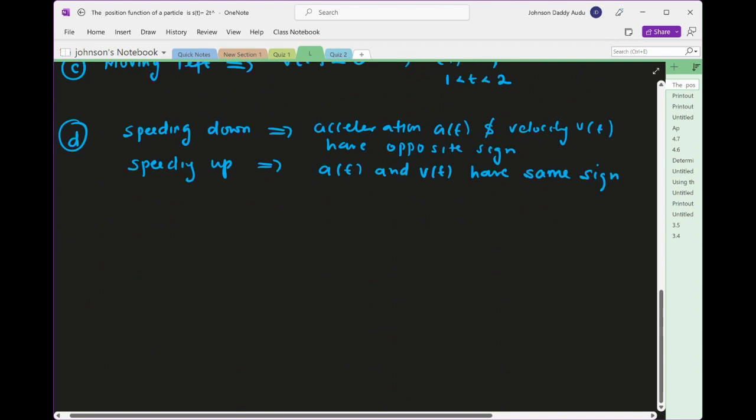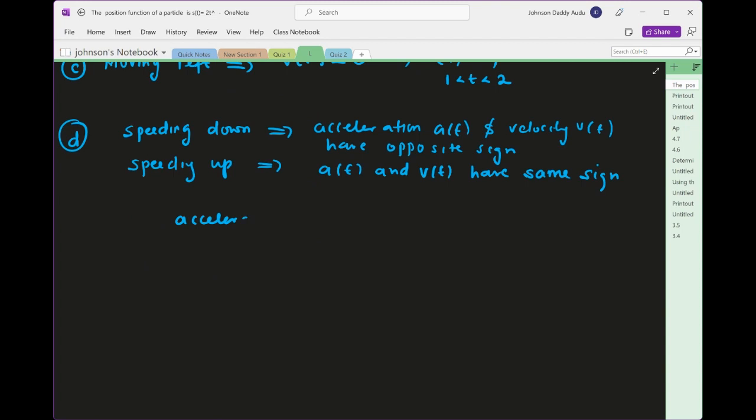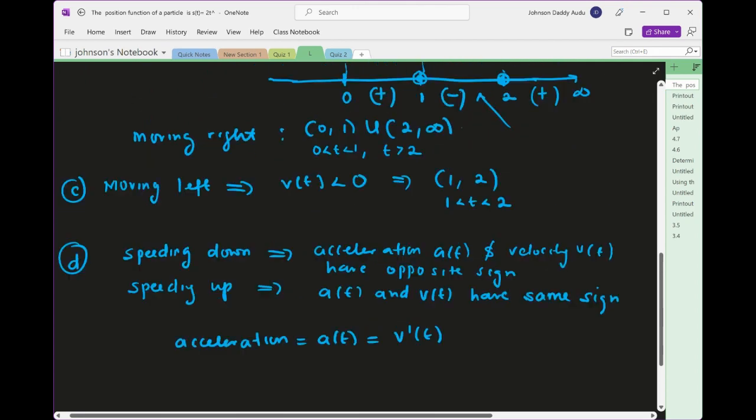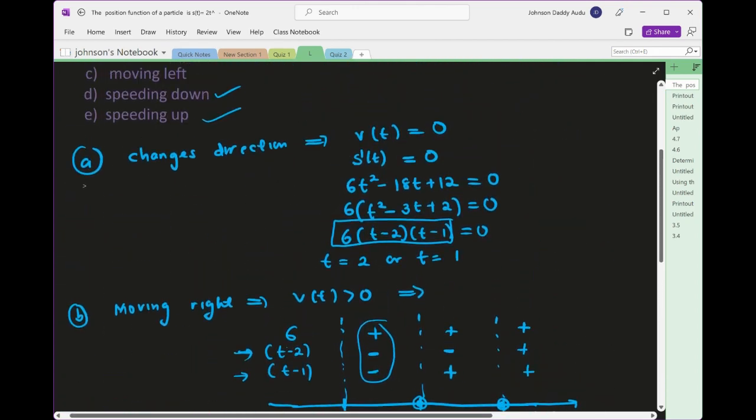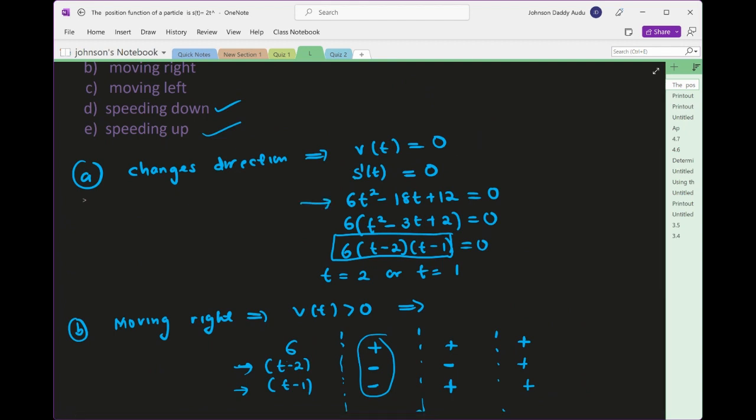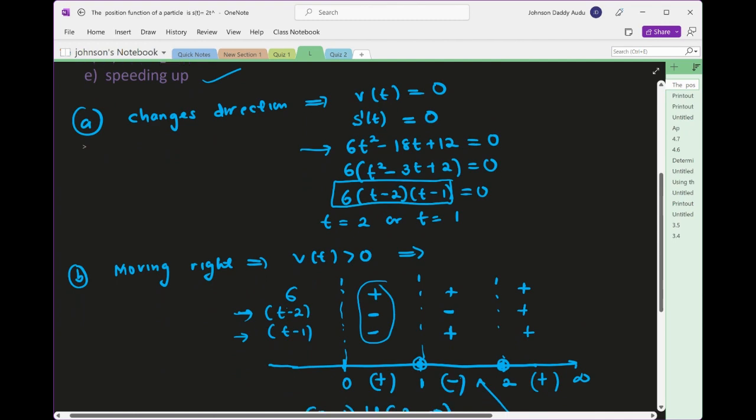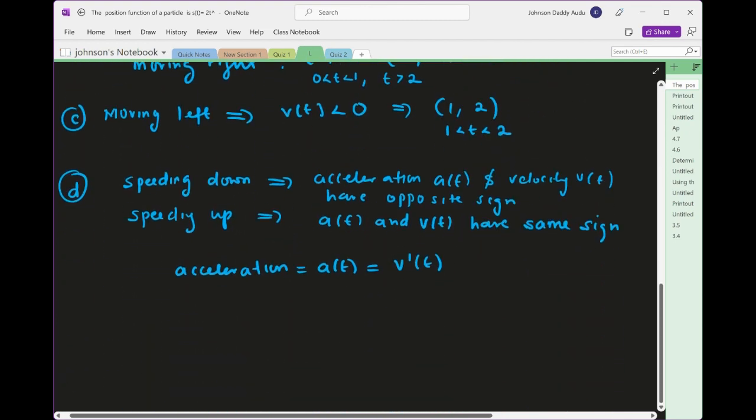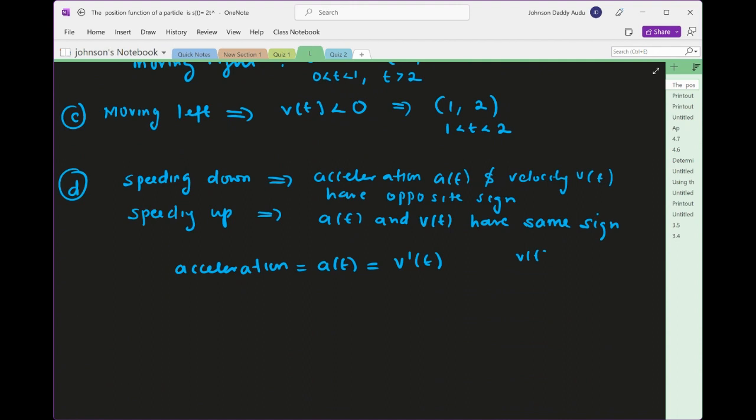So acceleration, which is a of t, is nothing but the derivative of the velocity. But what is the velocity? If you look at the velocity, this is the velocity here. Velocity is 6t squared minus 18t, I think, plus 12.